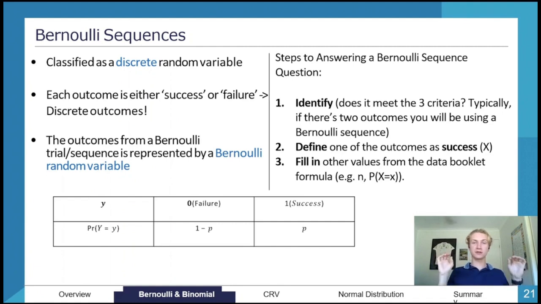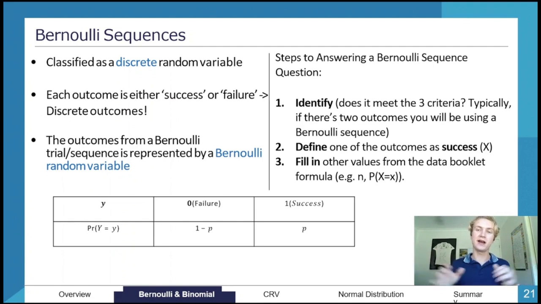Okay, so the steps to answering a Bernoulli sequence question. Number one, identify. Does it meet the three criteria that I just said on the other page? That's going to tell you you're going to be using the formulas from the data book, which we're going to go over. Don't worry. So number two, define one of the outcomes as success, which is X.